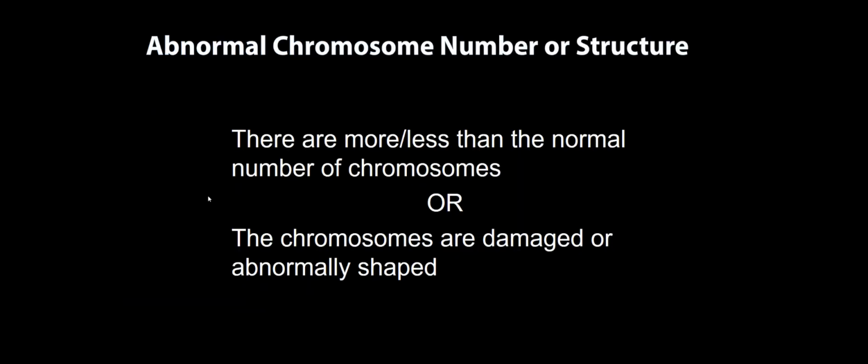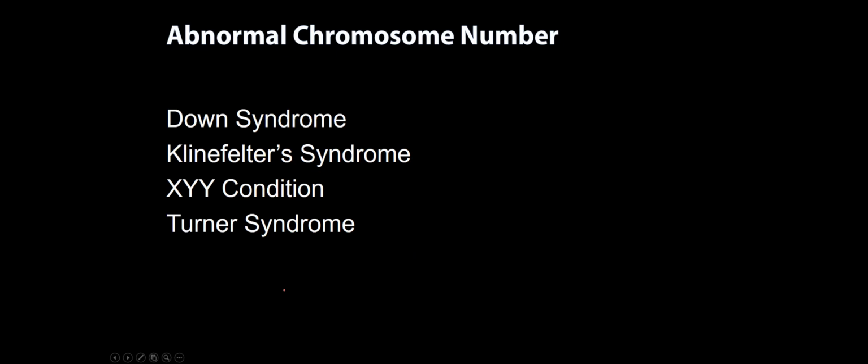In addition to mutations that might affect a specific gene, there are also conditions where entire chromosomes are missing, or there are too many chromosomes of one kind, or pieces of chromosomes are damaged, abnormally shaped, or missing. And so we'll talk about some of these now. When you have too many or too few chromosomes, there are 4 conditions we'll talk about here, including Down syndrome, Klinefelter syndrome, XYY condition, and Turner syndrome.